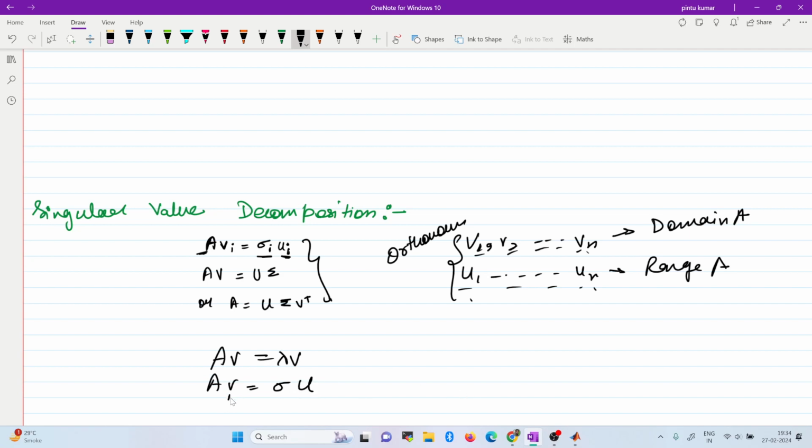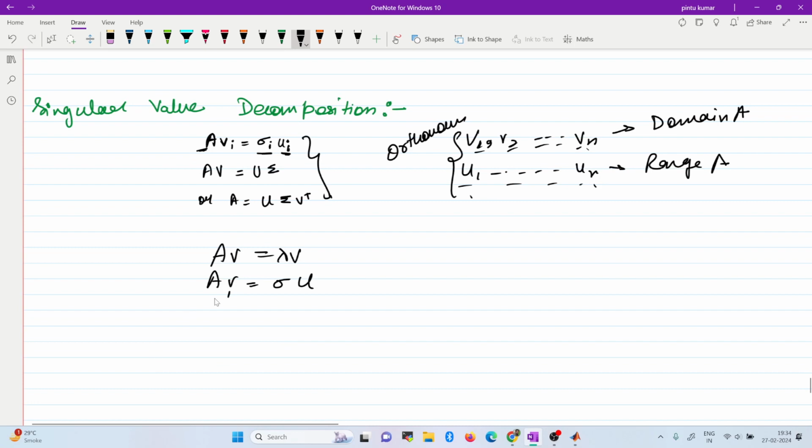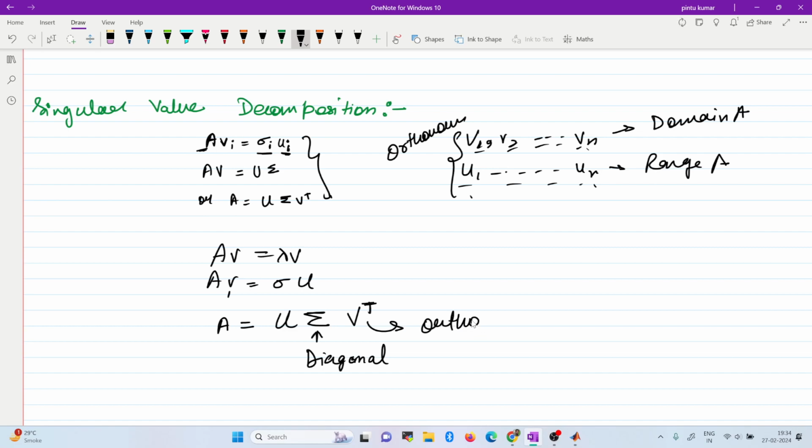Okay, so V's are also orthogonal on the domain side, and U's are also orthogonal on the range side. So this can be written smartly as: you want to decompose your A into U times the sigma matrix and V transpose, where your sigma matrix is a diagonal sort of matrix. Why I'm saying diagonal sort of and not exactly diagonal, we will see. Your V is an orthogonal matrix.